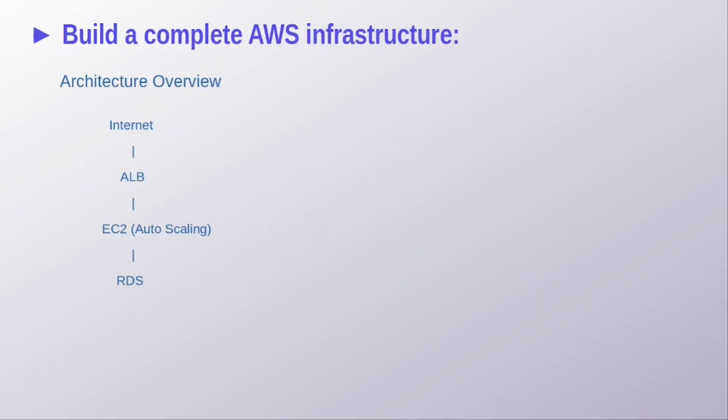Build a complete AWS infrastructure. The goal of this capstone is not just to make Terraform run. The real goal is to build infrastructure that can scale, can be maintained by a team, and can be used in real companies. This is how professionals think.